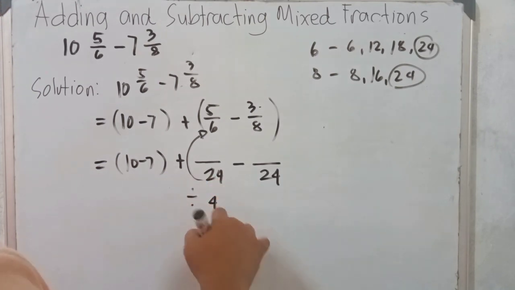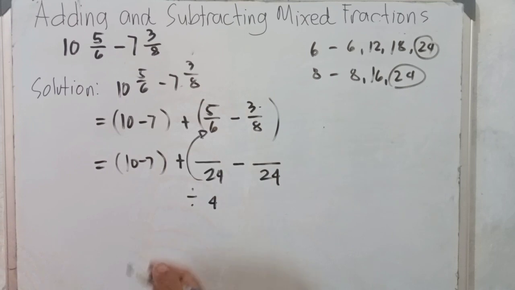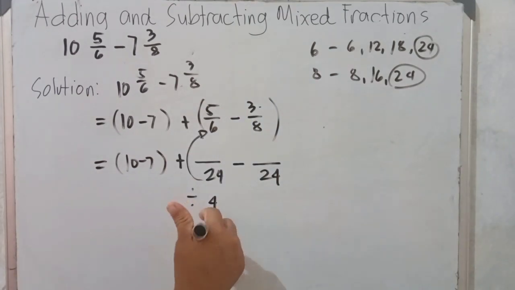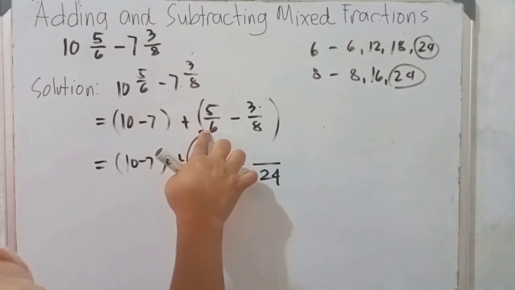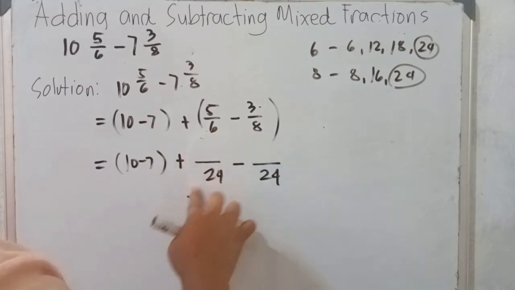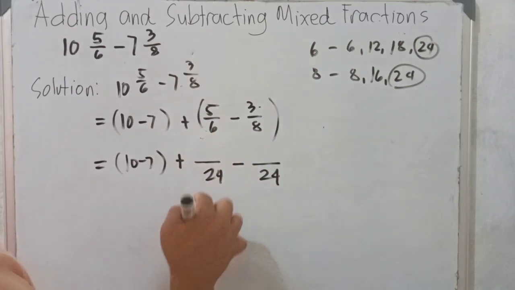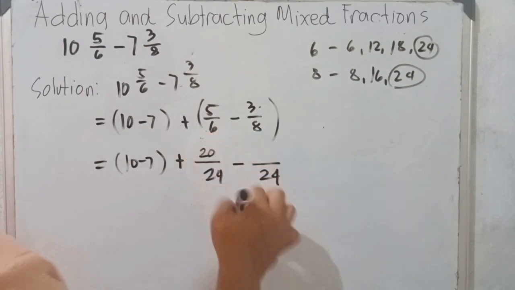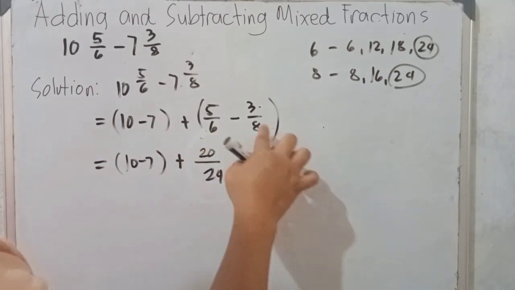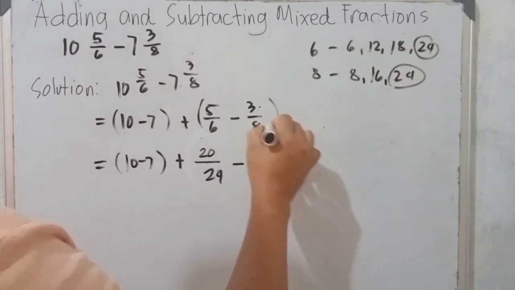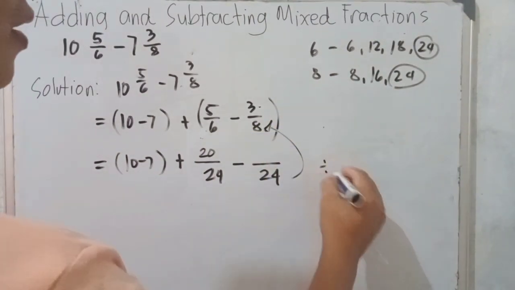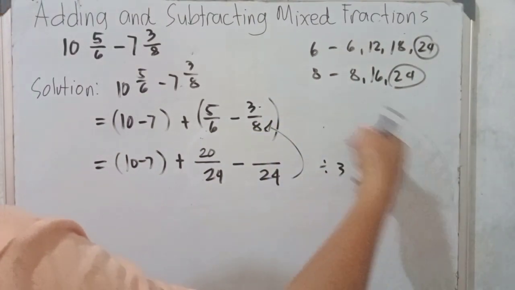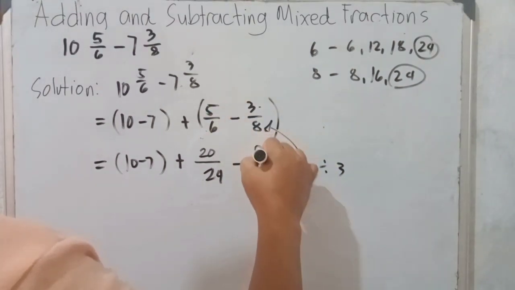Next, 4 you multiply by 5. 4 times 5 is 20. 24 divided by 8 is 3. You divide by 8, so 3. So 3 times 3 is 9.